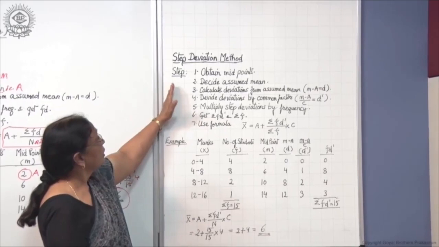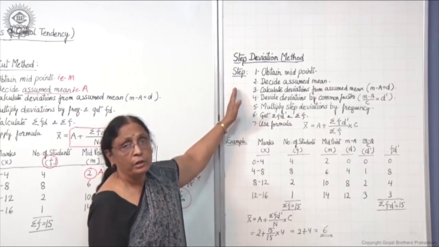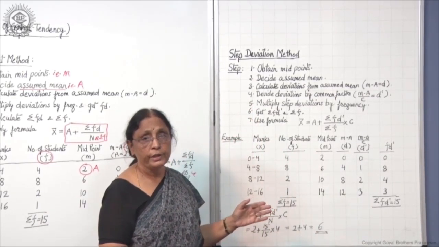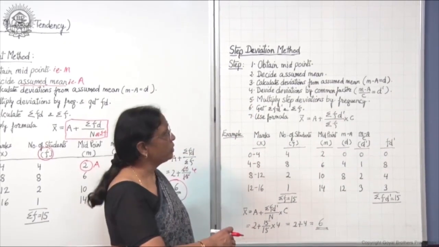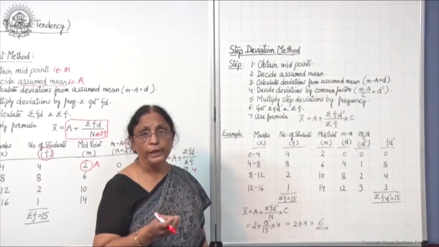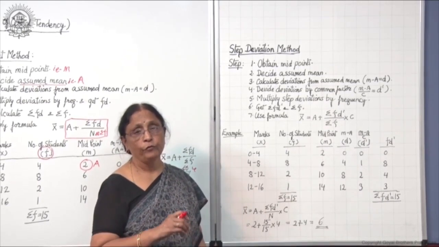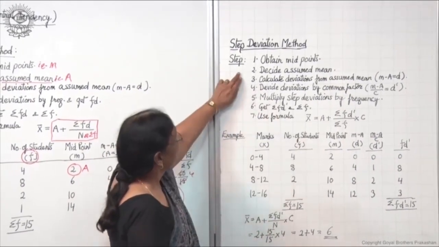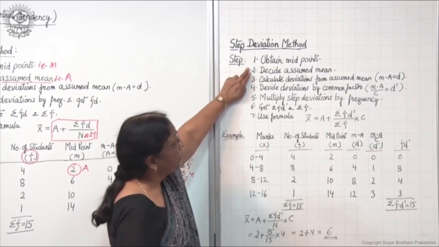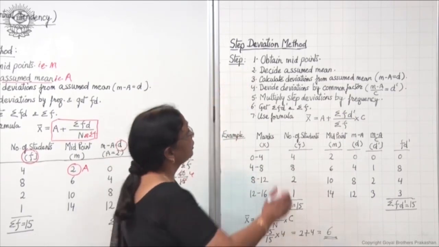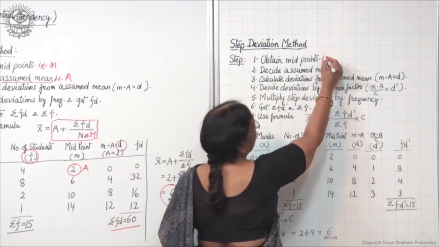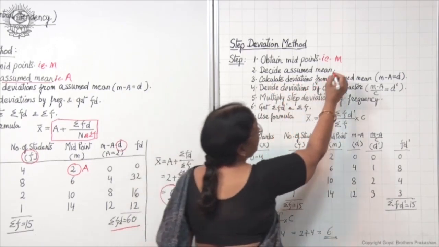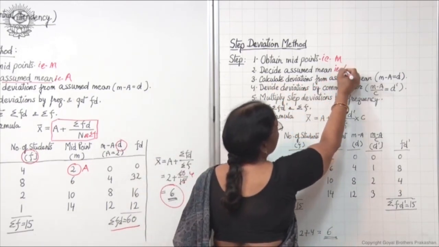Okay, this is the step deviation method, and as I told you, in the case of a discrete series, in the step deviation method you have to calculate the class interval. You have to find out what C is, right? Now see the steps here. First is obtain midpoints, and these midpoints will be M, right? Decide the assumed mean. What will be the assumed mean? That is A.